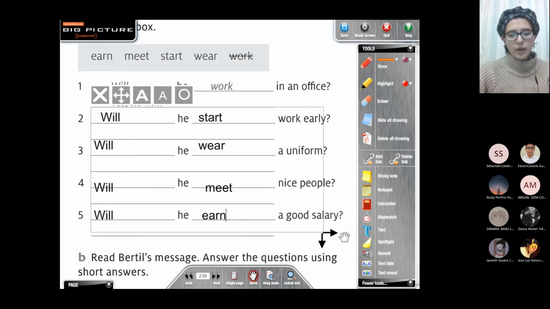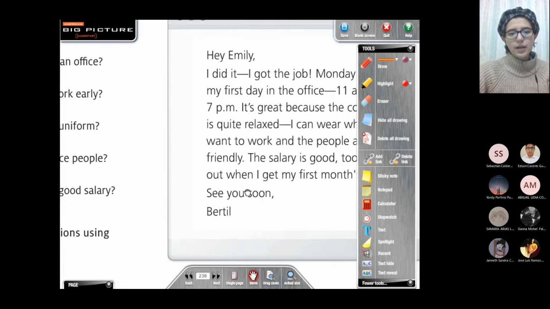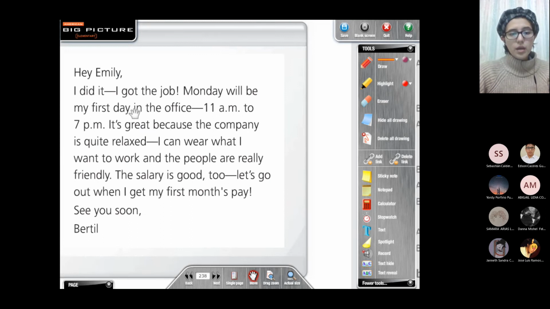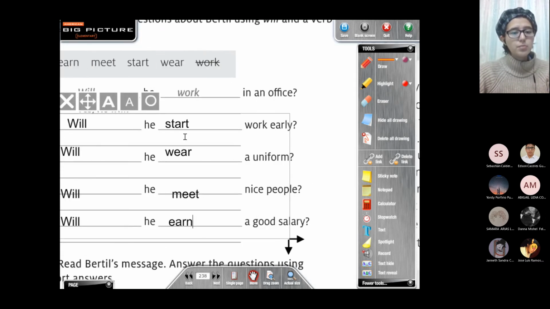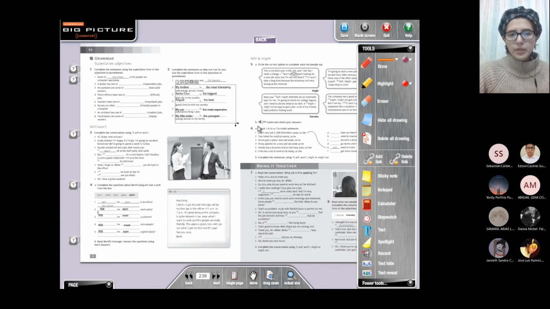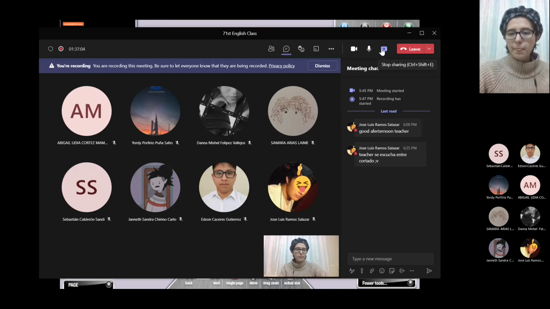They are simple. You have to read this text and answer the questions. Will he work in an office? In the office, right? Yes, he will. And you just put short answers. Let's see if he appears. Yes, so that's going to be for you. So this part is not difficult, but on Monday we're going to see the difference between will and might. Let me close. Okay, that's it.